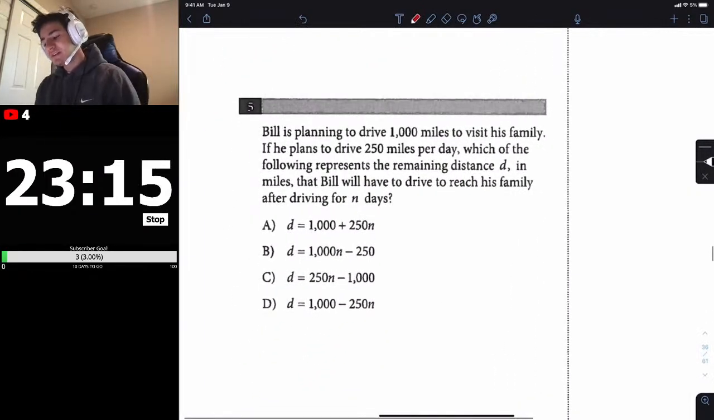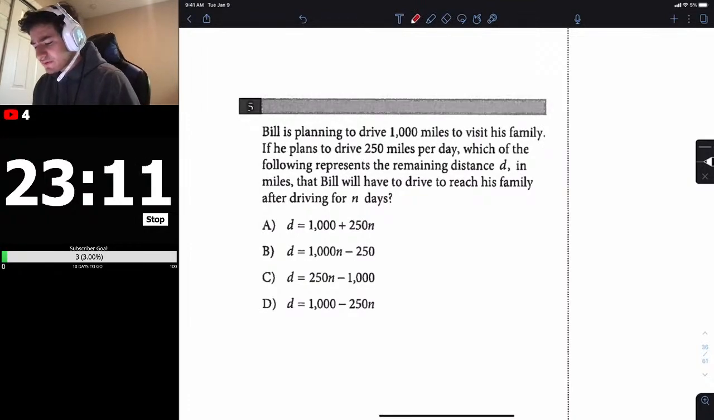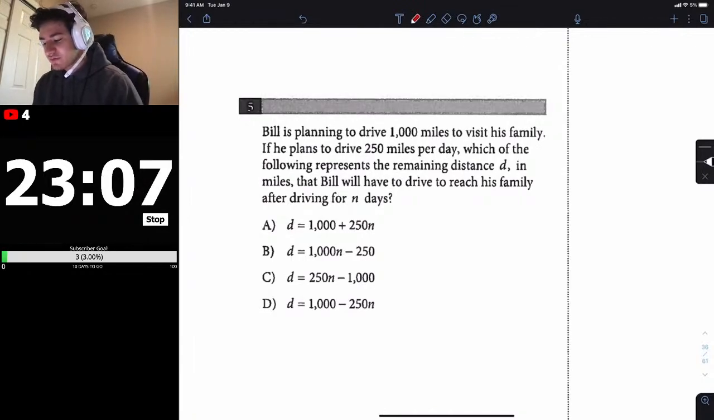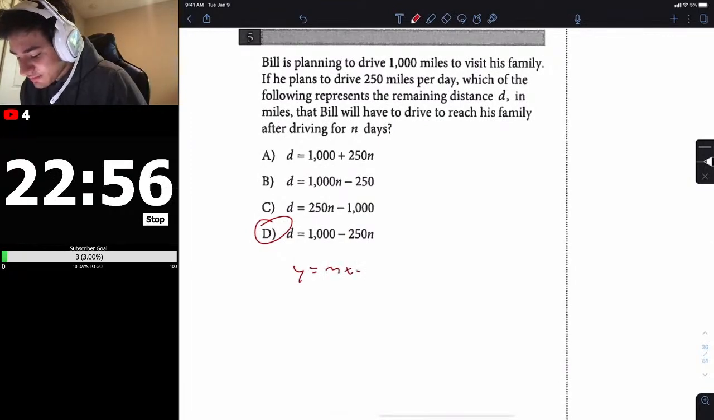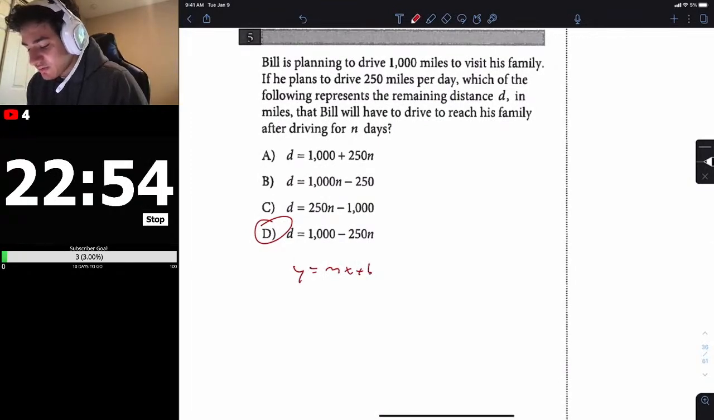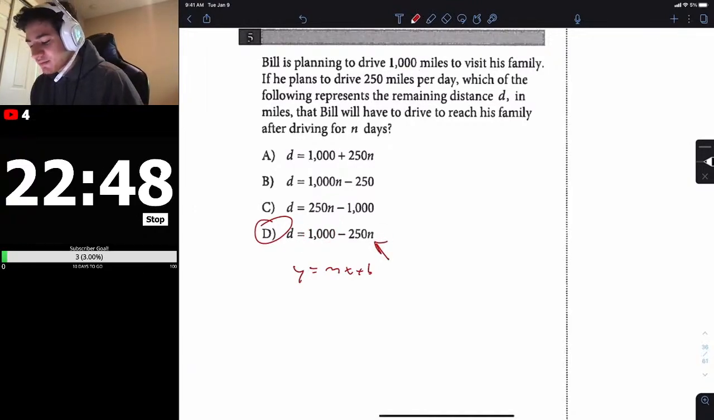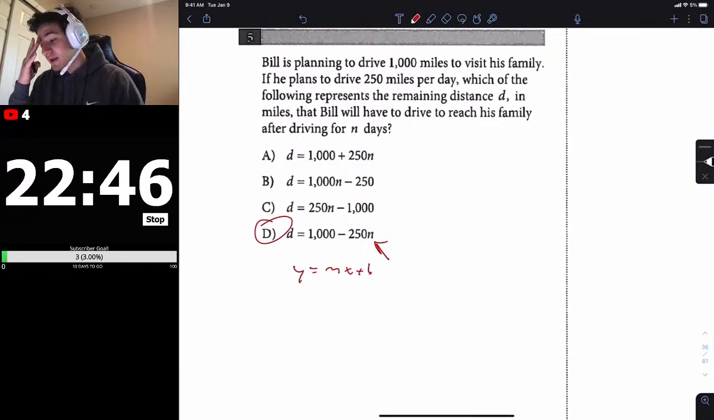Alright. Bill is planning to drive 1,000 miles to visit his family. If he plans to drive 250 miles per day, which of the following represents the remaining distance d in miles that Bill will have to drive to reach his family after driving for n days? Okay, I can tell you the answer is going to be D, and that's because this is really just a line in the form y equals mx plus b, where b is your starting value. In this case, 1,000 is going to be our starting value, because we have 1,000 miles to drive. And then if we plug in any number of days here, that's going to give us the remaining miles.